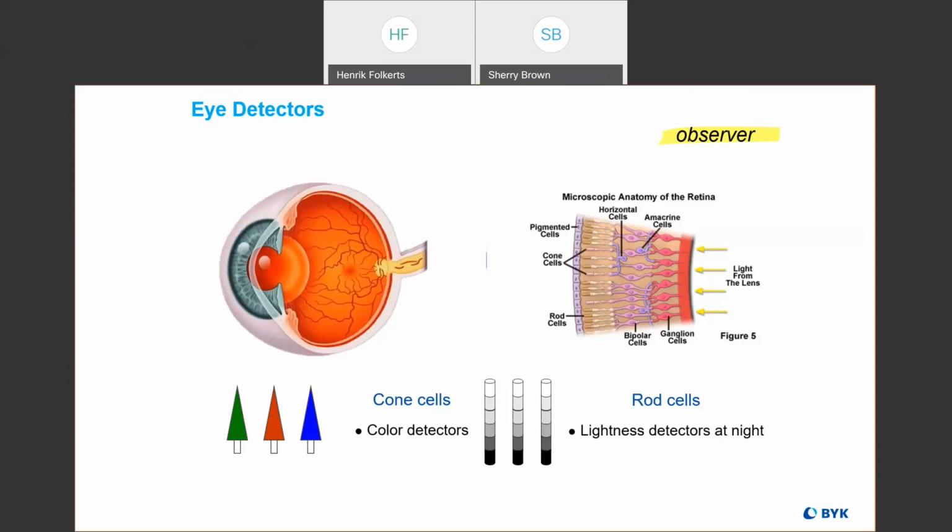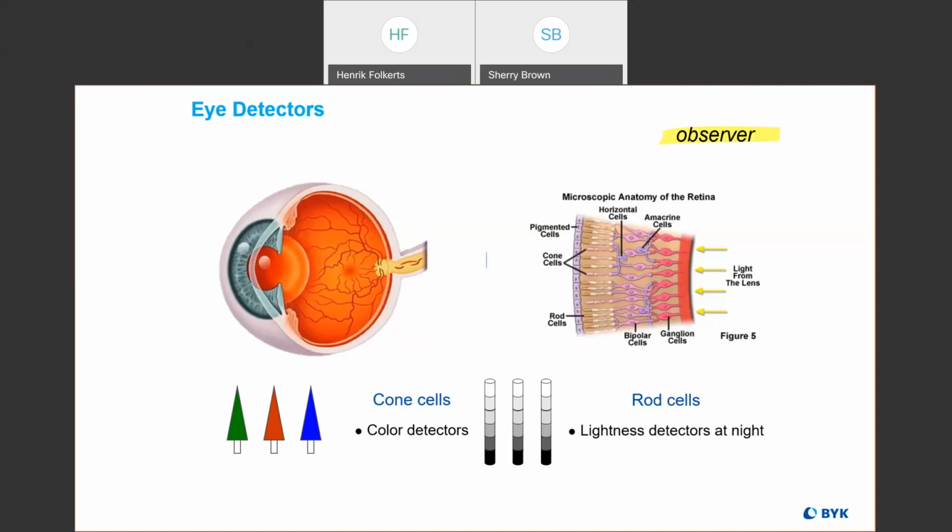The red cone is sensitive to wavelengths in the red range. The green cone is sensitive to wavelengths in the green range, and the blue cones are sensitive to wavelengths in the blue range. And it's the combination of the signal from each of these three types of cones that allows us to see all the different colors that we're capable of seeing. And then, of course, we have the rod cells, which are lightness detectors.